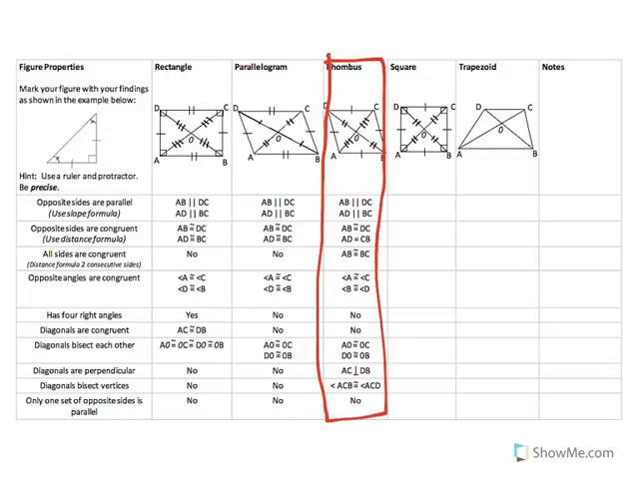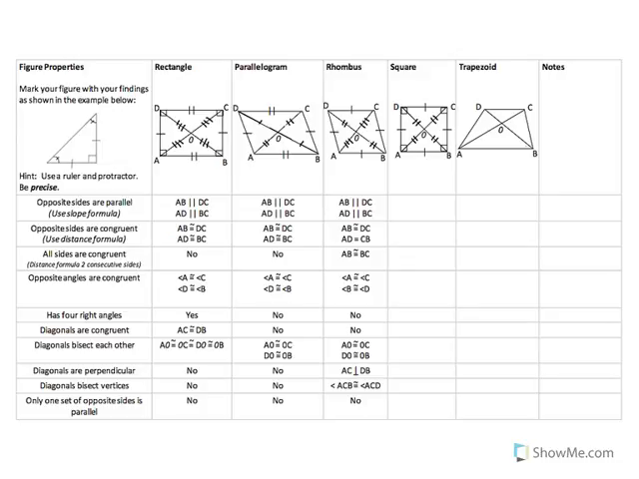But in the rhombus, we have opposite sides are parallel. So AB is parallel to DC and AD is parallel to CB. So that means they have the same slope. So we use the slope formula 2 times to prove that AB is parallel to DC and that AD is parallel to BC.